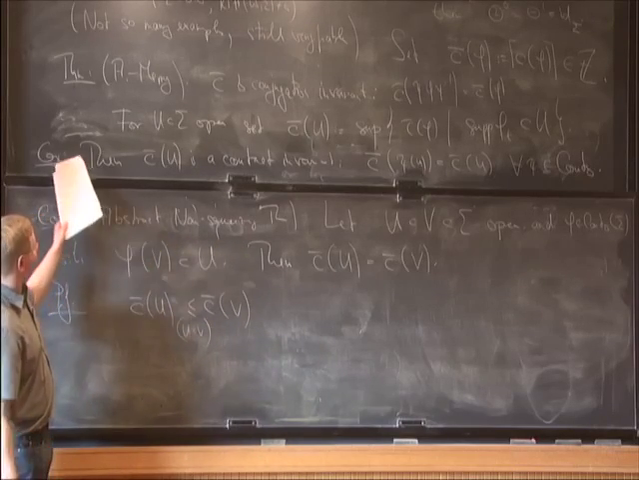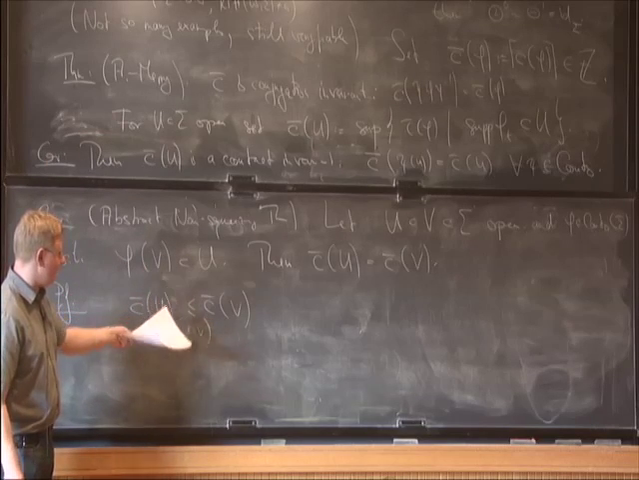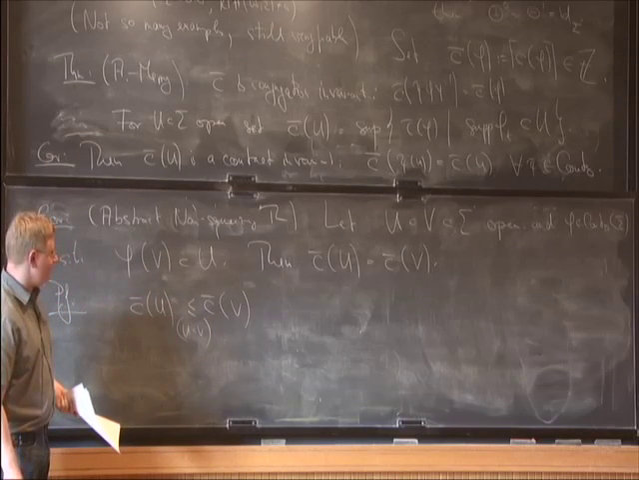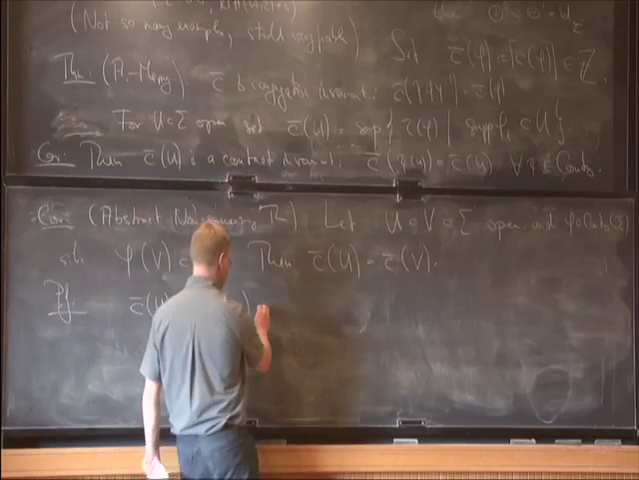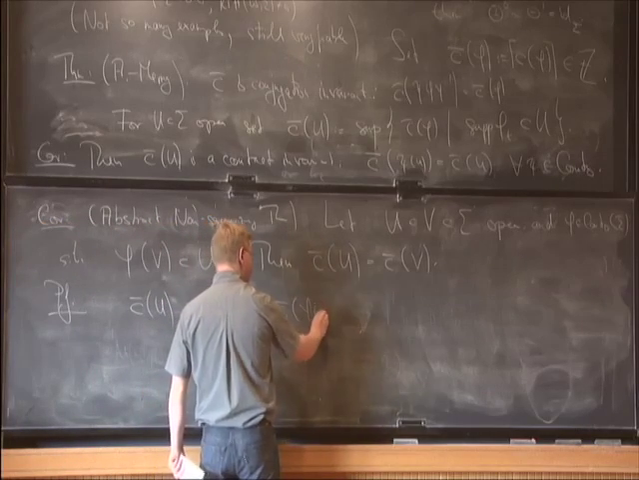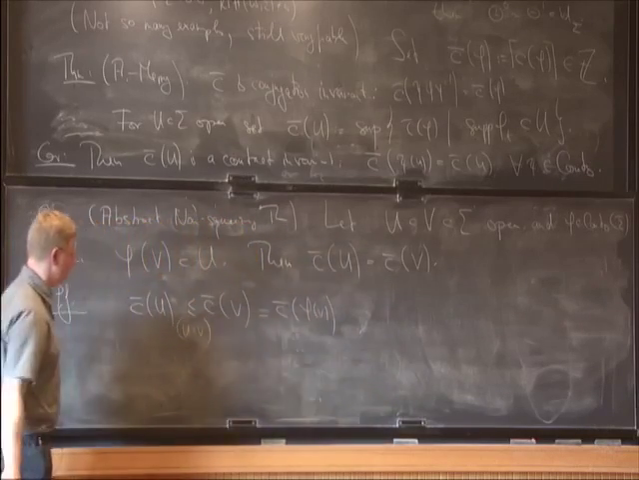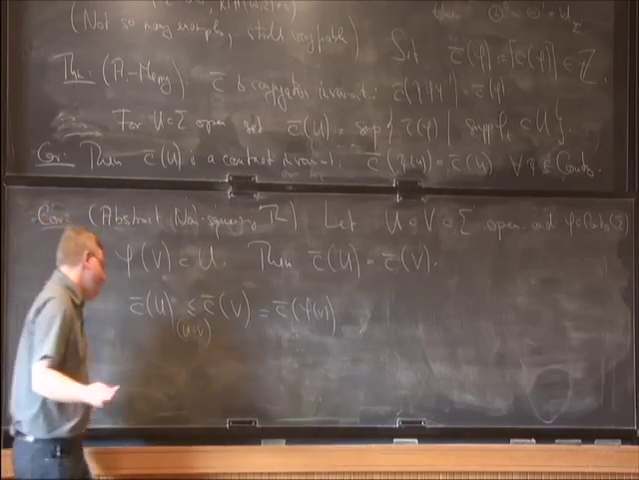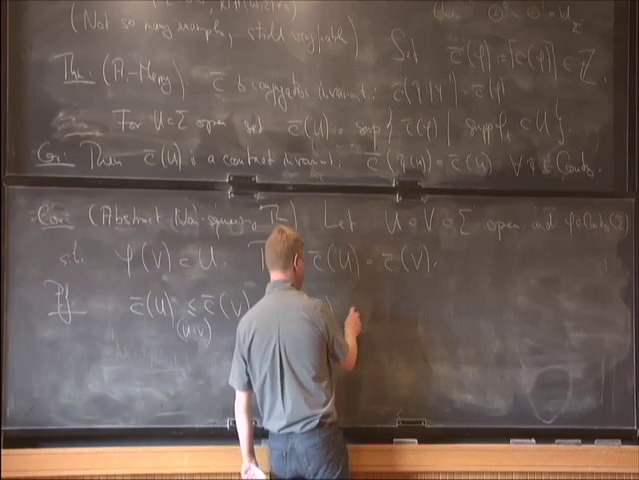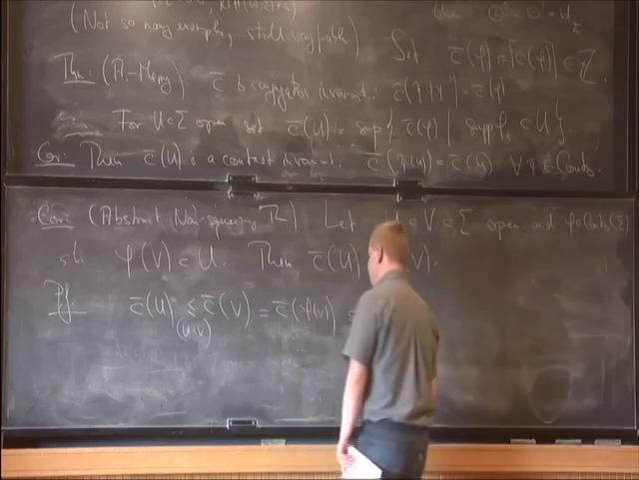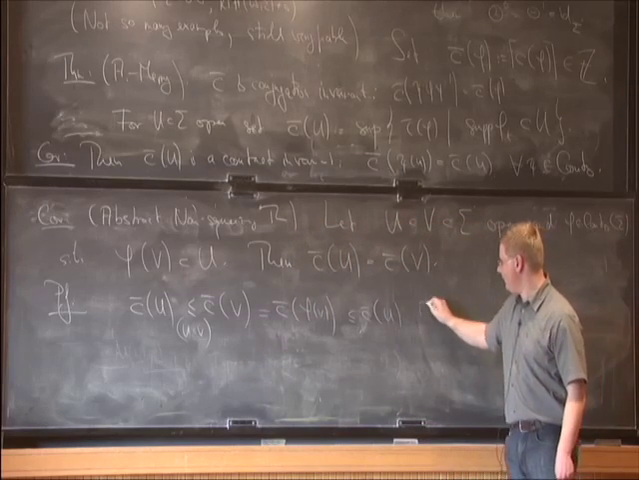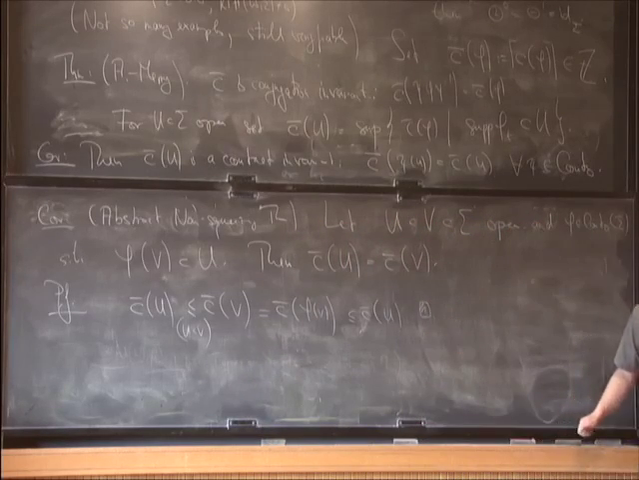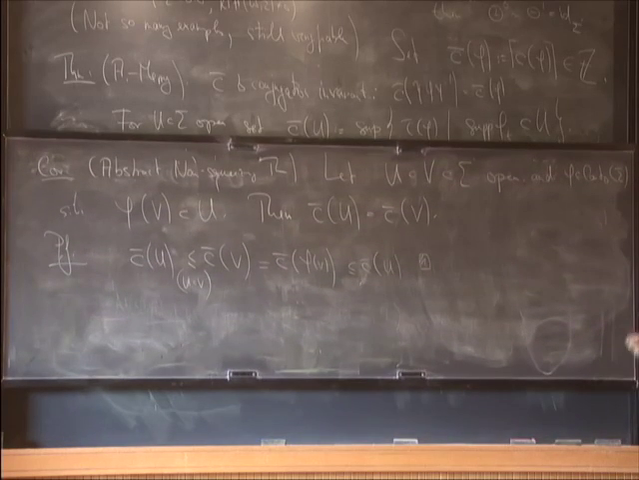Now we use our previous corollary. C bar of V is a contact invariant. So that means this is C bar of phi of V. That's the previous corollary. And then we just use the same argument again. Phi of V is contained in U, so this thing is less than C bar of U. So you have to have equality, right? And it's really important to point out that we take this C bar. The C is not conjugation invariant, only the C bar is.